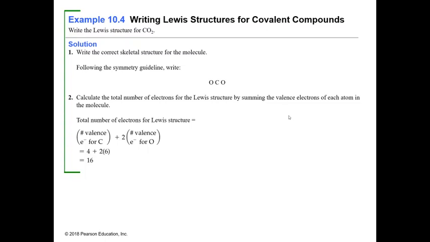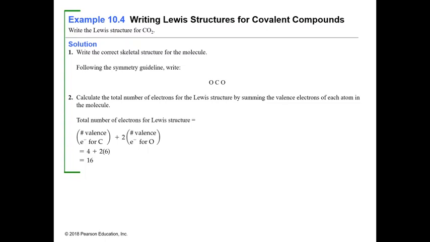Let's go through an example of how to write the Lewis structure for carbon dioxide, or CO2. First, we start by drawing the correct skeletal structure. Carbon is the central atom, and the 2 oxygen atoms are placed on either side of it, like this, OCO.